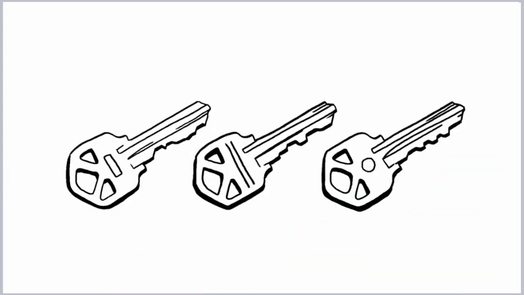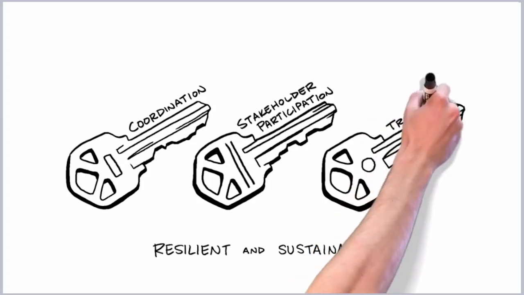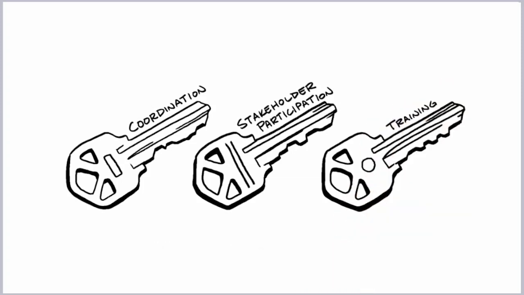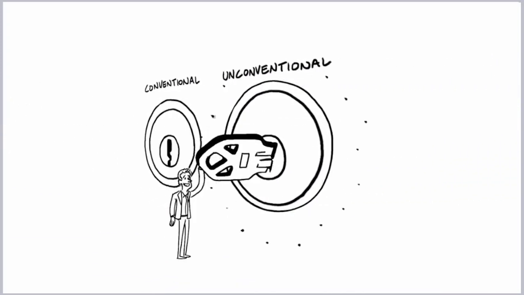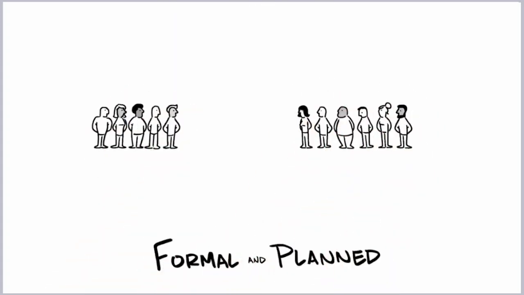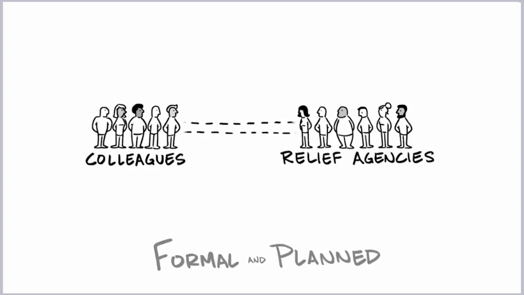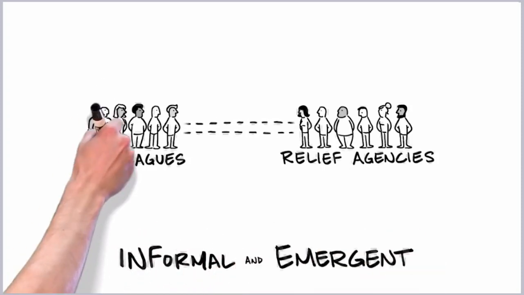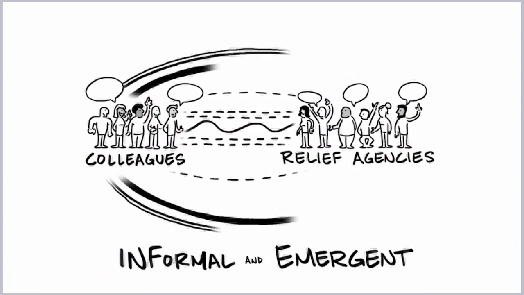Well, thankfully, our research also uncovered 3 key processes that did facilitate the rebuilding of communities that were both resilient and sustainable: coordination, stakeholder participation, and training. Now, at first, these may seem like common sense, but what we found is that successful projects did them in unconventional ways. First, we often see coordination as a structural issue, the formal and planned connections that are established between colleagues and relief agencies. And although formal planning structures are important, we found that informal, emergent coordination processes were much more effective in the context of disaster reconstruction.